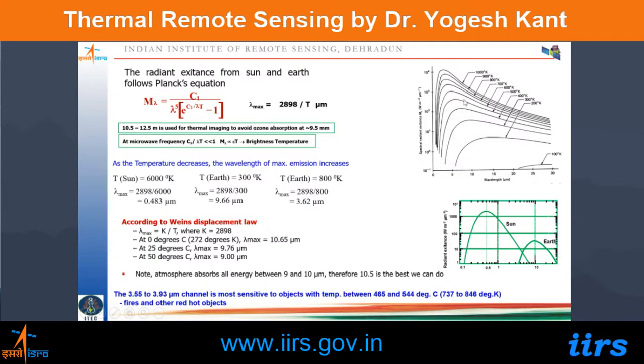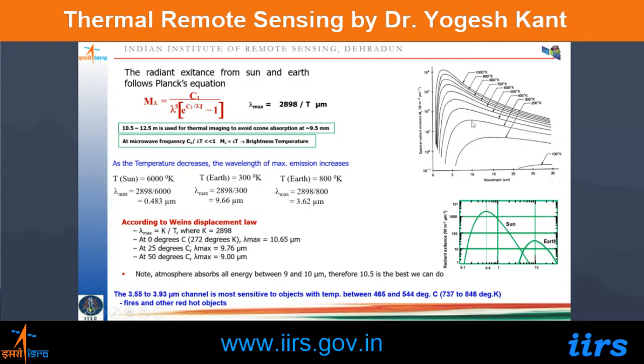For example, the Sun's temperature is around 6000 Kelvin. So if we plot it, for this 6000 Kelvin, the maximum energy emitted will be at 0.48 micrometer. For the Earth, at 300 Kelvin, the maximum energy will be around 9.6 or 9.7 microns. So this is the maximum energy.